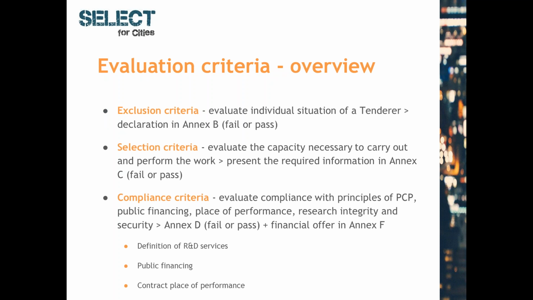Which tenderers are eligible for awarding? We have 4 categories of criteria. The purpose of the exclusion criteria is to determine whether the situation of the tenderers and subcontractors is okay. So there will be an assessment based on responses to questions in Annex B on a pass or fail basis in order to establish this situation. A tenderer may be excluded from further participation if they do not meet one or several of those criteria, of course.